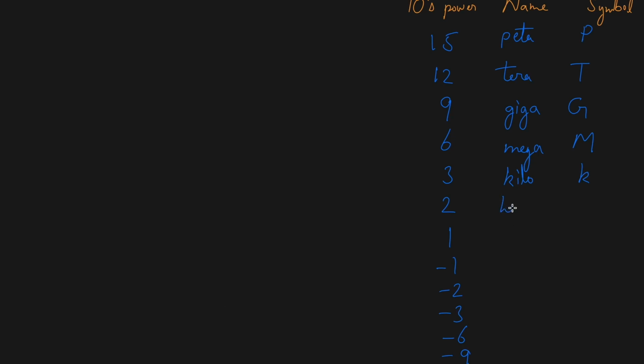We have hecto with small letter h. We have deca with the symbol da, deci, d, and we have centi, small letter c. We have milli, again small m, and we have micro, which is given by this symbol. Let me just zoom in on it.